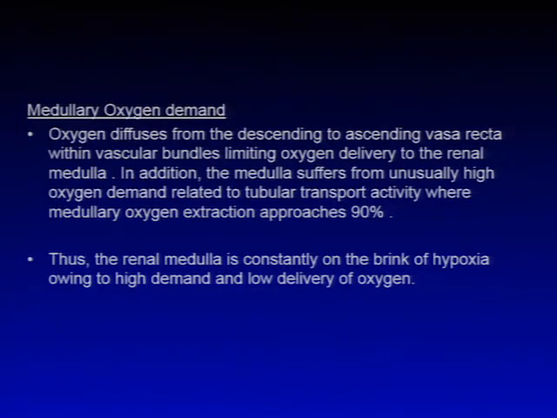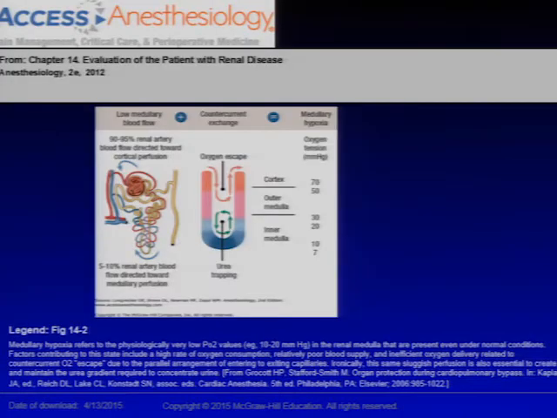ammonia. The important thing I wanted to stress in renal physiology is medullary oxygen demand. Oxygen diffuses from the descending to the ascending vasa recta within the vascular bundles, limiting the oxygen delivery to the renal medulla. In addition, the medulla suffers from unusually high oxygen demand related to tubular transport activity, where the medullary oxygen extraction approaches really 90%. Thus, the renal medulla is constantly on the brink of hypoxia owing to high demand and low delivery of oxygen, as you can see in this slide.